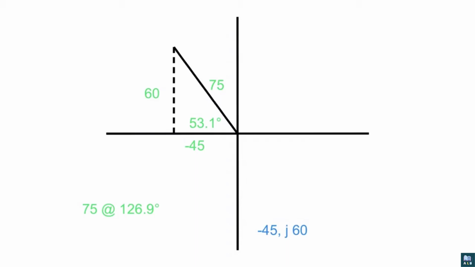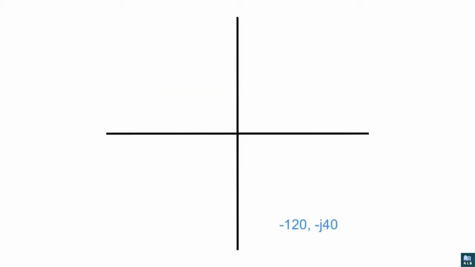Let's move on to quadrant 3. So now I have negative 120, negative j40. We know for sure that we are in quadrant number 3. Let's start playing around with this. Get it drawn up here. The negative 120 puts me on this side of the x at the point of origin, 40 is down here, so now I need to figure out what my resultant, or my hypotenuse, is, and that works out to be 126.5.